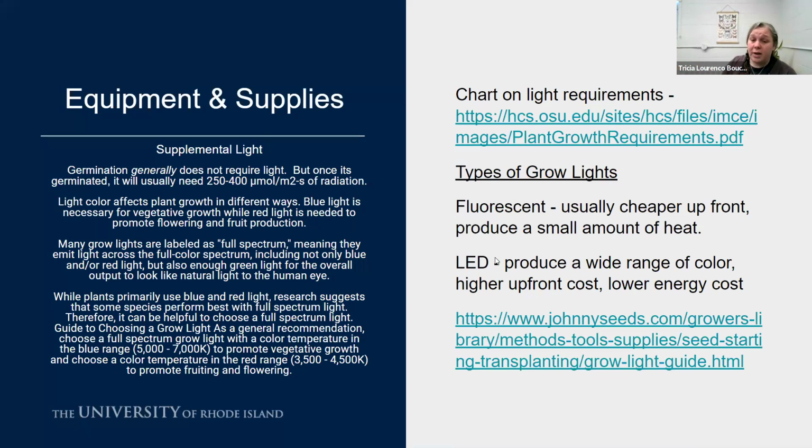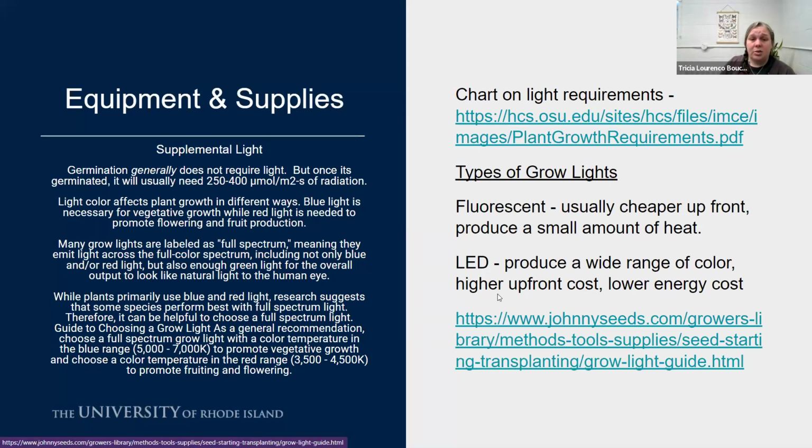More popular you'll find are these LED lights. They're a little bit more upfront. They produce a wide range of color, but they have a very low energy cost, and they're not going to produce any heat either. You can get them on Amazon. You can get them on Progressive Grower. They have them on Johnny's. There's other places to buy them. The marijuana industry really uses these LED lights, so the availability has gone up.